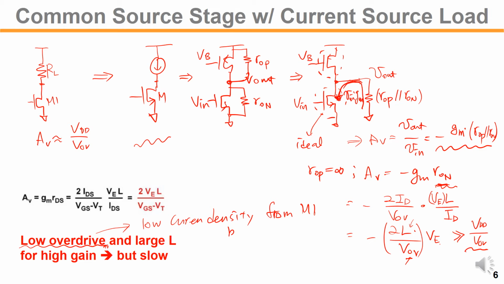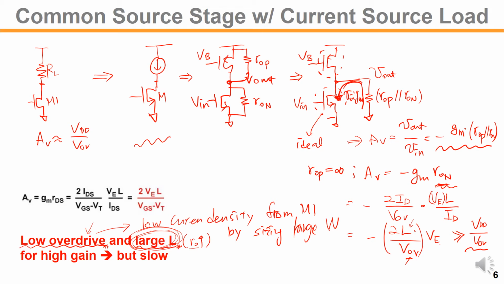We get this from M1 by sizing a large W, and also we want a larger L for higher output resistance. But if you have a very low overdrive, we are moving toward the sub-threshold region, and also if you want a larger RO, you need a large L. That means larger input capacitance.